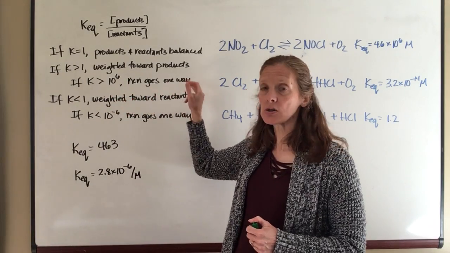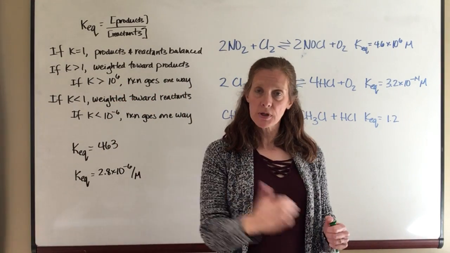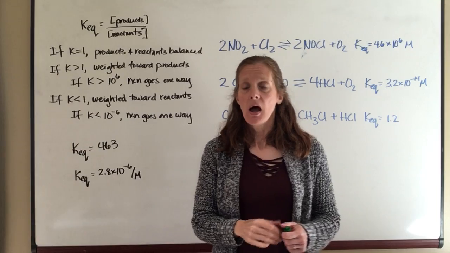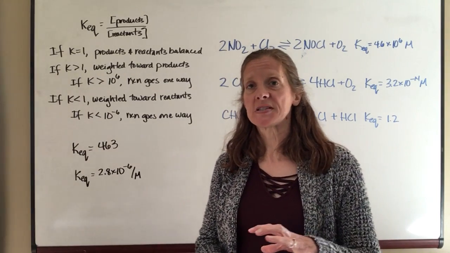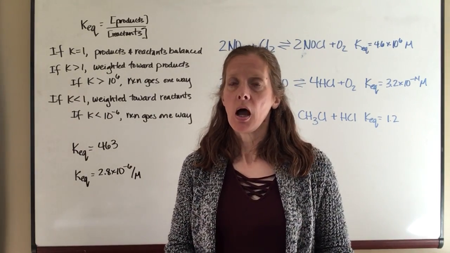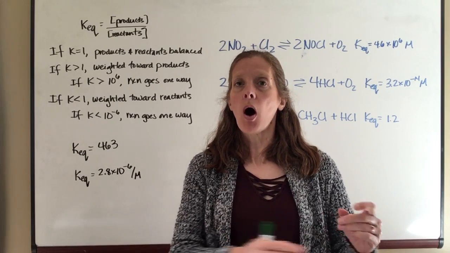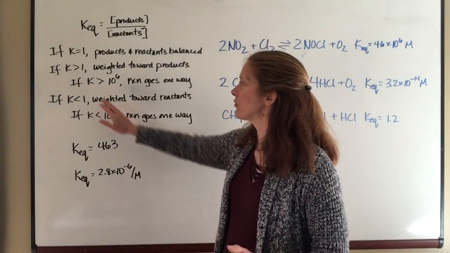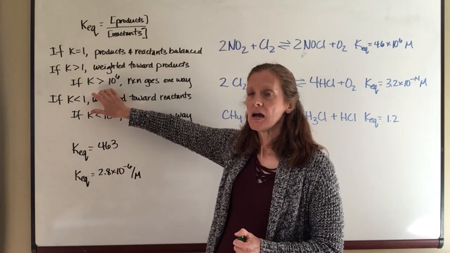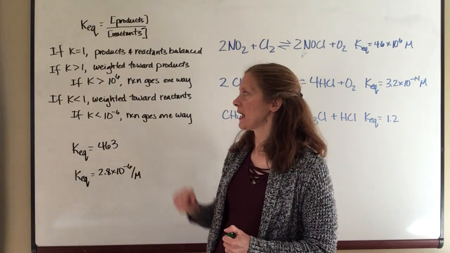In fact, if your K value is greater than 1 times 10 to the 6th, you can assume that the reaction is only going to go one way, completely towards the products, just like the reactions that we've been studying really all year long. We've been making the assumption that they go all the way to products, and if this constant is that big, then that's what we can assume for the reaction.